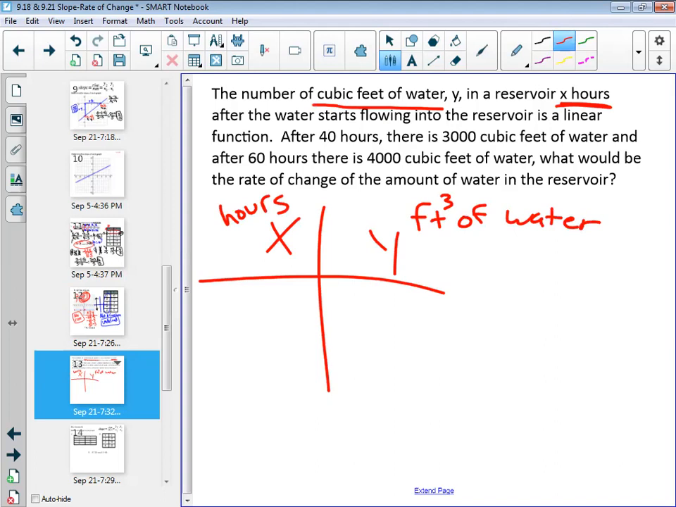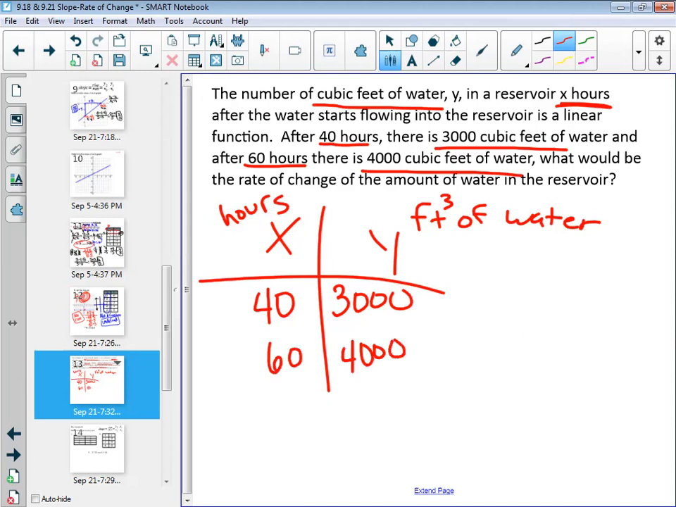Now I need to go ahead and use my numbers that they gave me. 40 hours, 3,000 cubic feet. 60 hours, 4,000 cubic feet. And now just find your change in Y over change in X. You can use your formula or you can find the patterns.